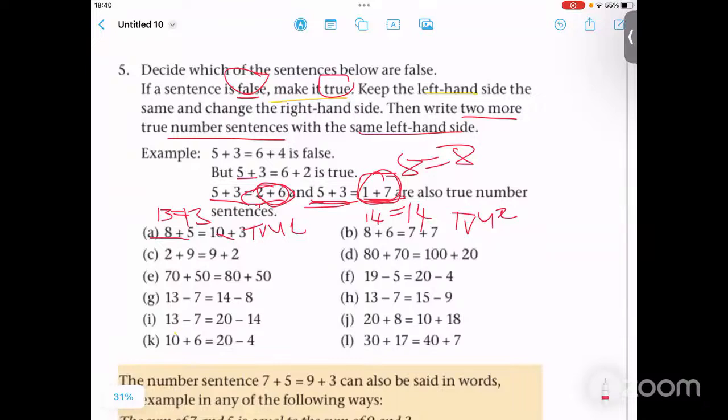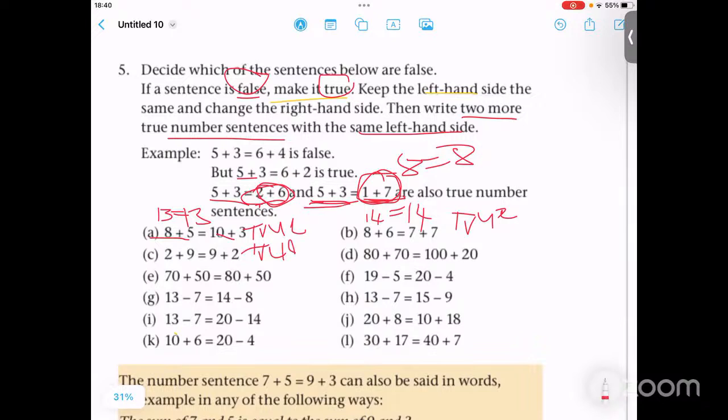Now let's go to our C. Our C says 2 plus 9 is equal to 9 plus 2. Is that true or false? True. Perfect.